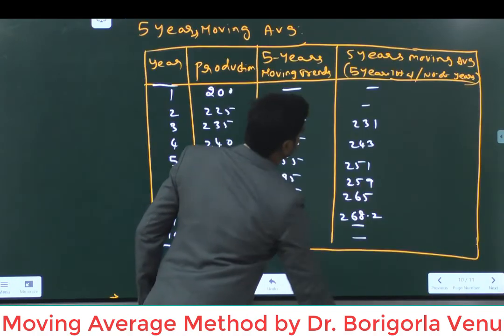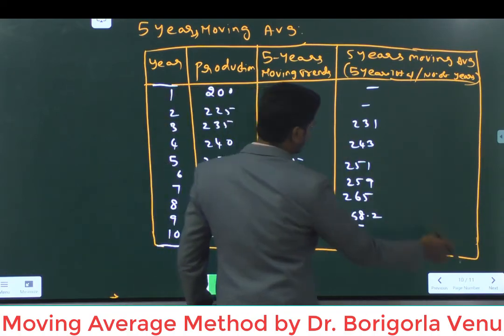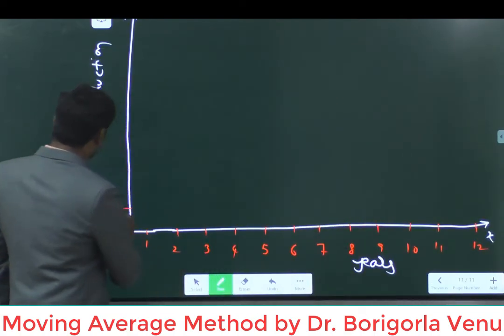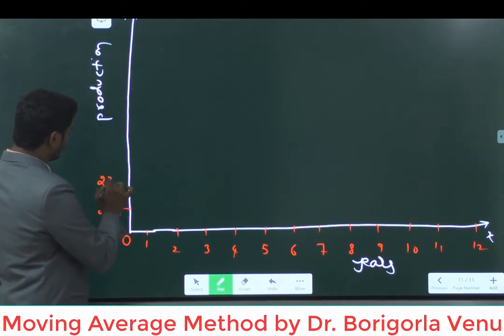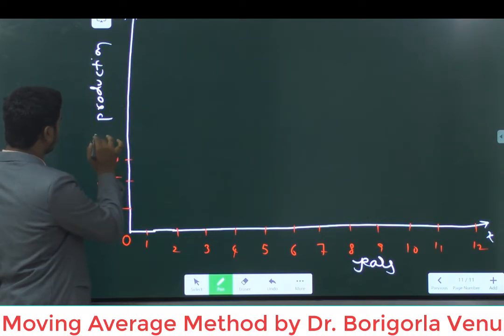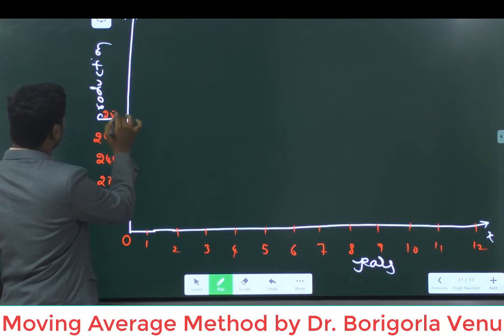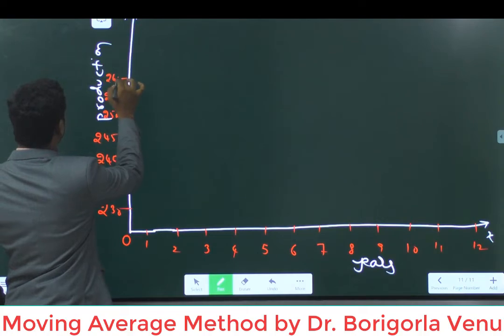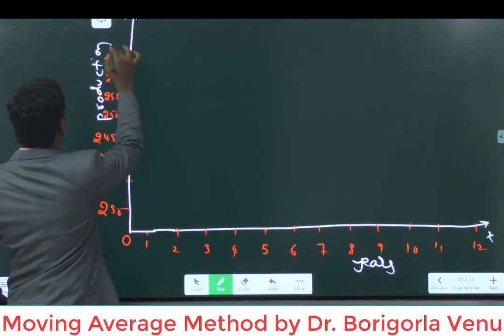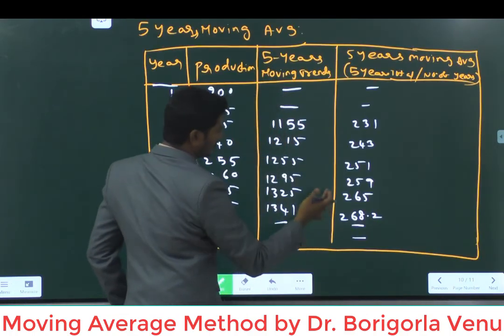Here the production axis I would like to start at the minimum value, which is 231. So we are going to plot at every 5 units. From that we are going to take 230 as the start, then 235, 240, 245, 250, 255, 260, 265, 270, like this. So the final value is 270 only.